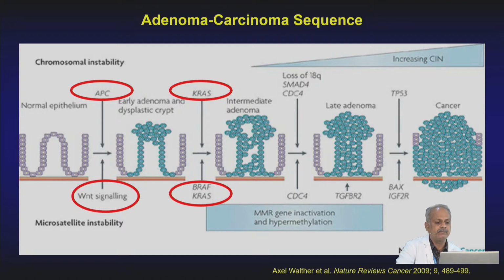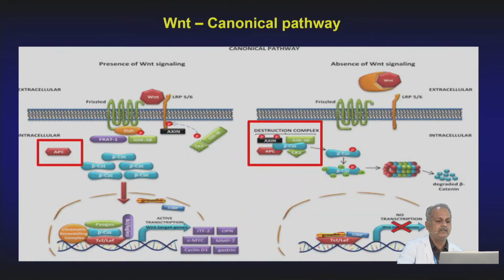At the expression level, it is the Wnt signaling that is predominantly dysregulated in Western colorectal cancer. Now, if you look at the canonical Wnt pathway, whenever Wnt binds to the frizzled receptors, the destruction complex is not together and it is unable to destroy the beta-catenin, which moves into the nucleus and turns on all the cell proliferation genes, causing the transformation of a normal epithelium into an adenoma.